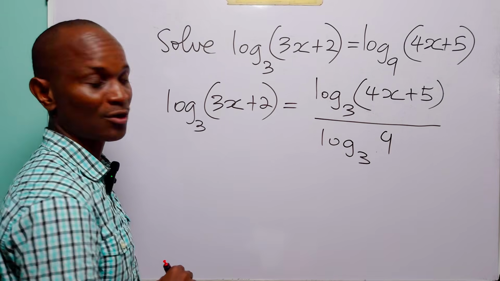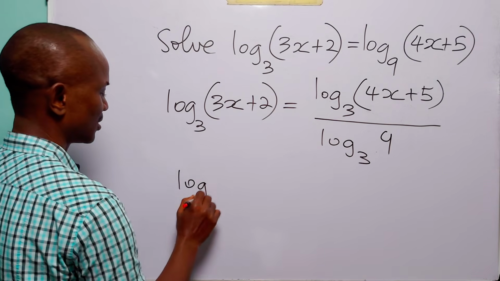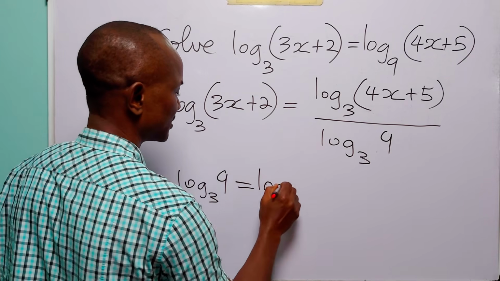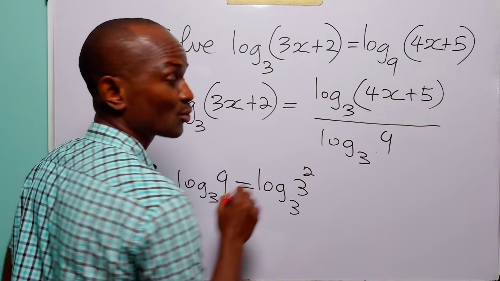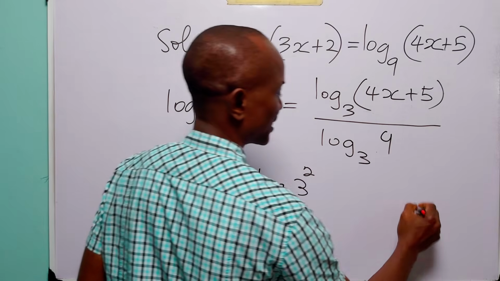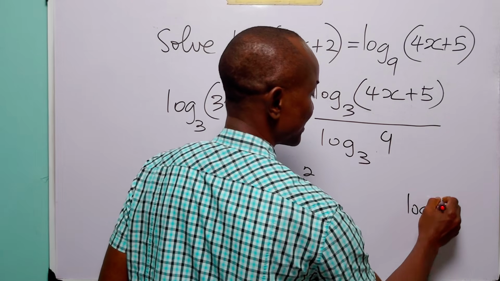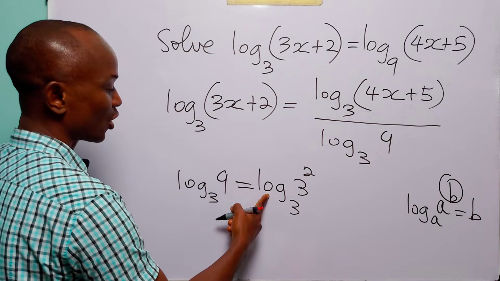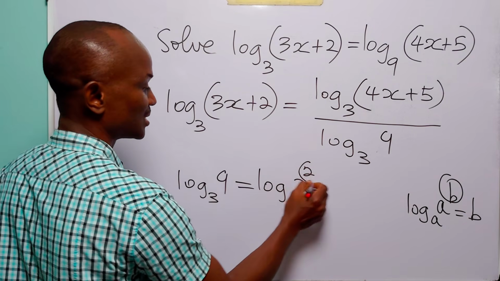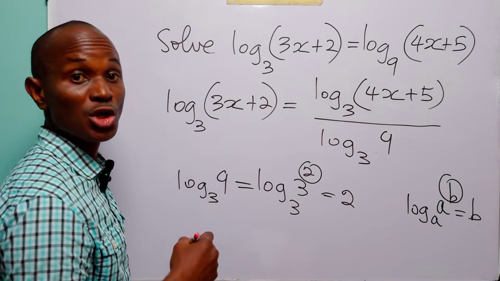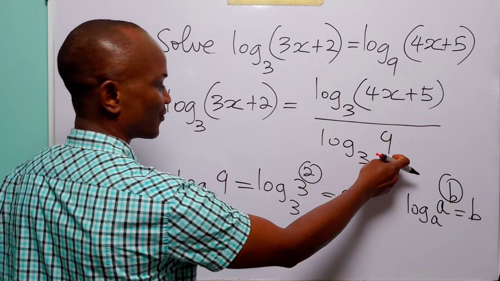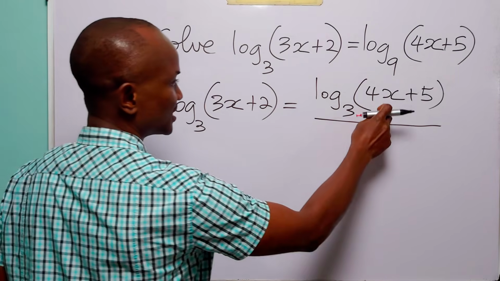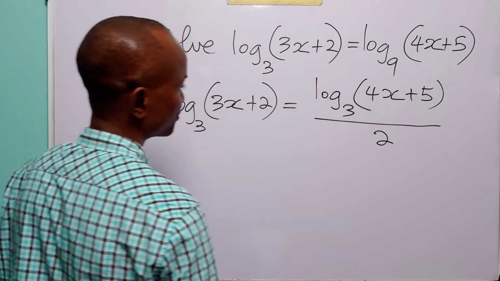Now let us look at this denominator. We have log to base 3 of 9. But of course, we know that 9 is equal to 3 squared. And let us remember that log to base a of a to the power b is equal to b. So log to base 3 of 3 to the power 2 is equal to 2. So we have that log to base 3 of 9 is equal to 2. So this denominator is going to be equal to 2.